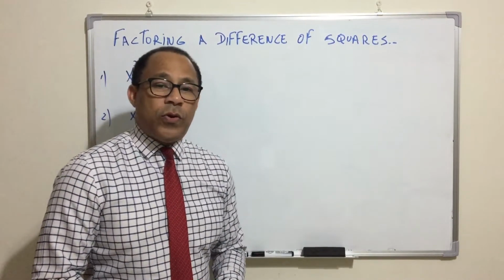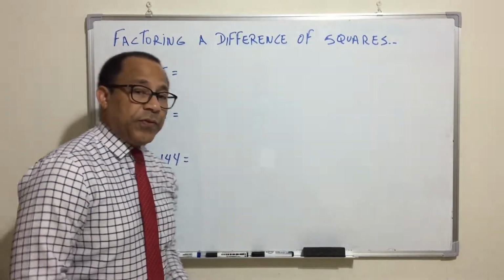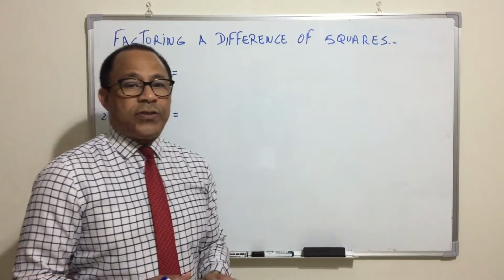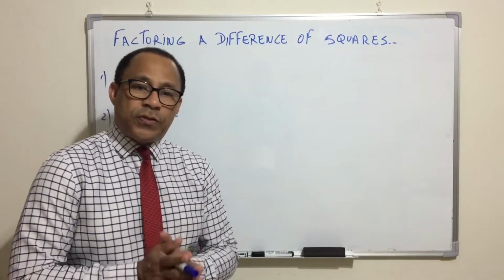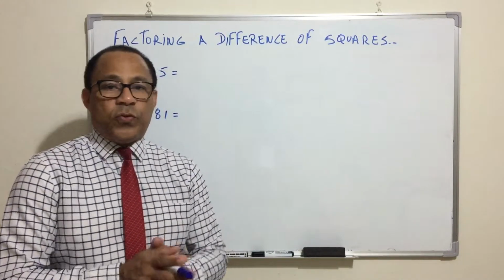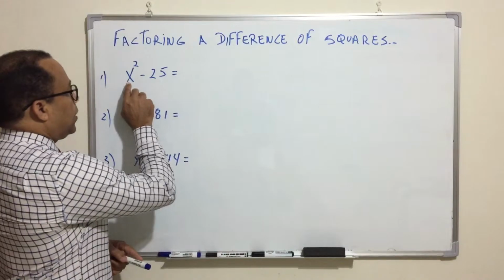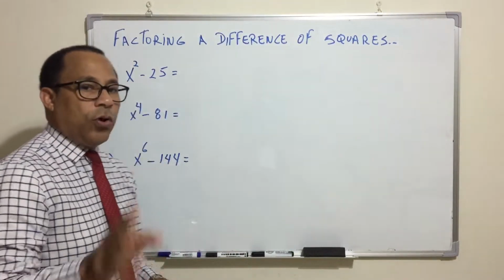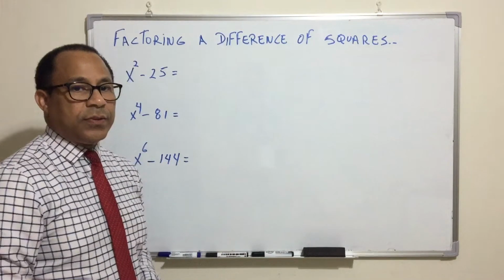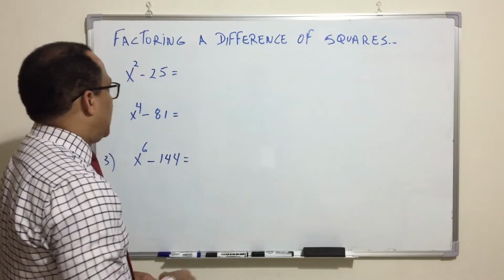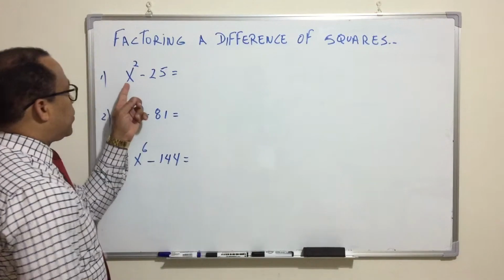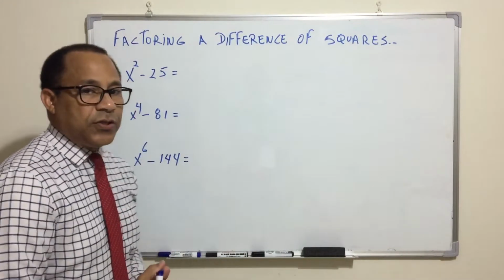Today we are going to be working with factoring a difference of squares. In order to factor a difference of squares, first we need to know what a difference of squares is. A difference of squares has two terms, always two terms. That's the first condition. Condition number two, the first term must be square.